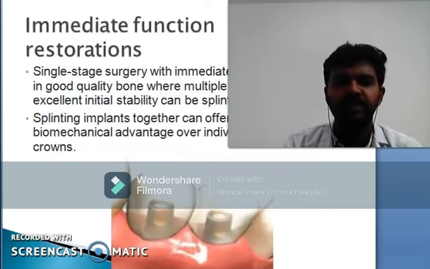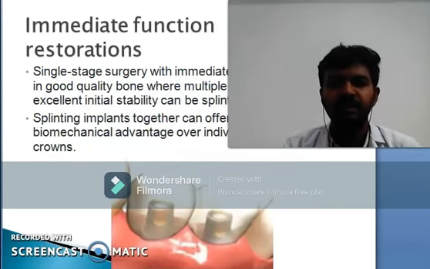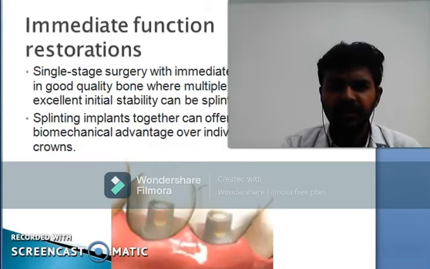The immediate function restoration. The single stage surgery with immediate function is possible in good quality bone, where multiple implants exhibiting excellent initial stability can be splinted together. Splinting implants together can offer a significant biomechanical advantage over individual unsplinted crowns.